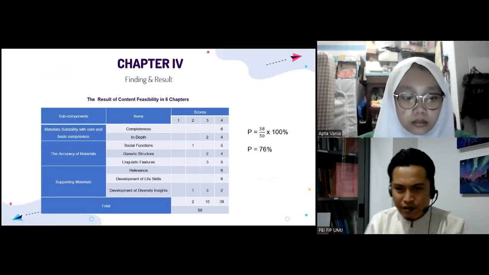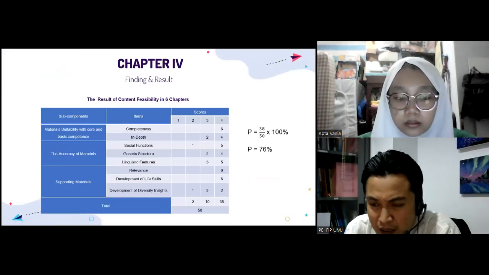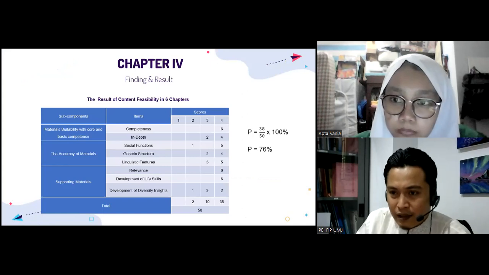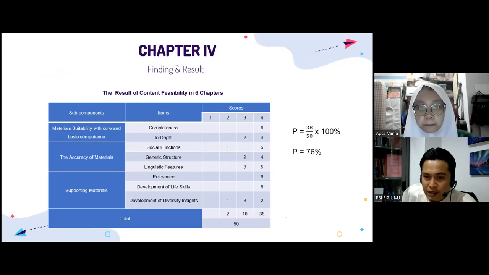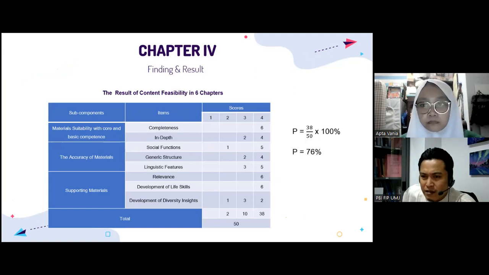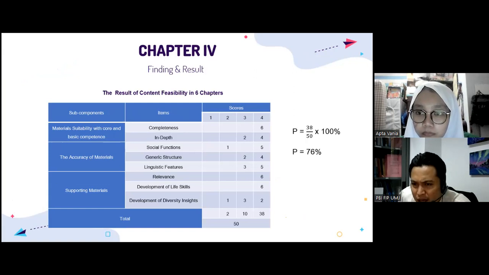Okay, based on your findings, you're mentioning several things here. I'm going to make it bigger first. You're mentioning subcomponent material suitability with core and basic component, and then the accuracy of the material, supporting material, and then the total. How can you measure here? For example, the completeness of the item, how to read this kind of figure?